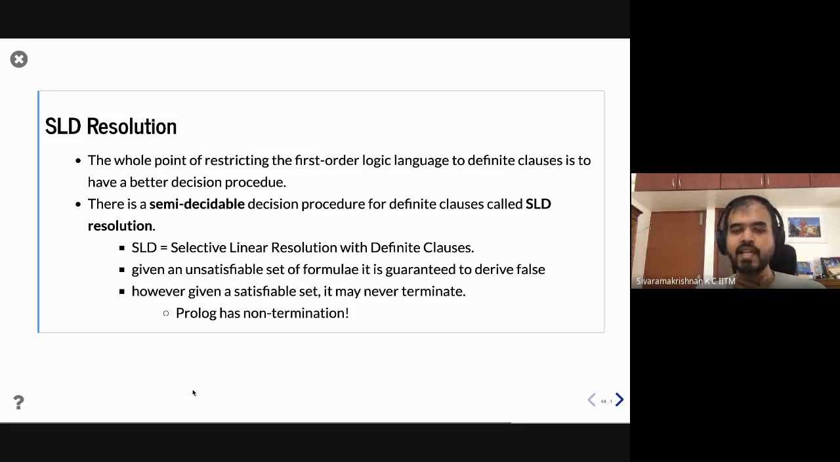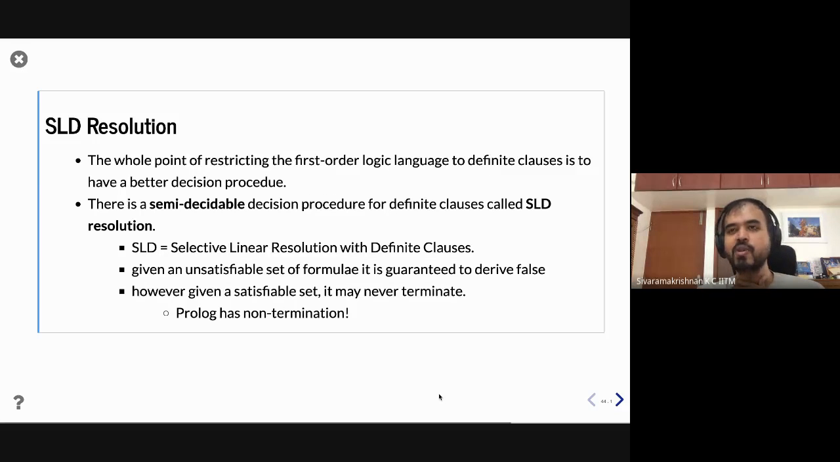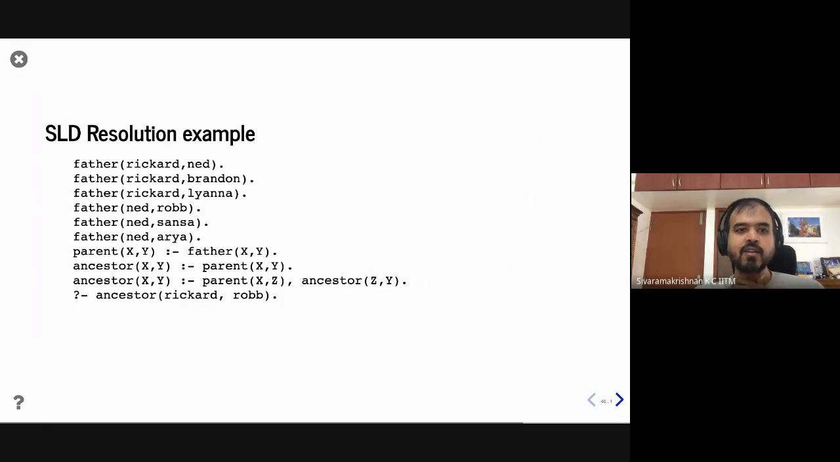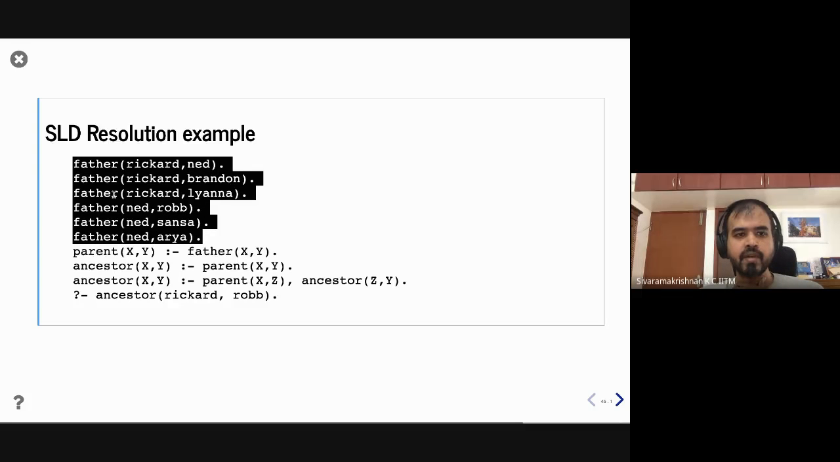So we'll see what this SLD resolution is. I think the scariest thing about SLD resolution is its name, selective linear resolution with definite clauses. The actual procedure is quite natural, simple and intuitive. We'll go through what that is. Again, it is best to study this using an example. We have the same running example as in the last class. We have a bunch of facts which describe the father relationship between Game of Thrones characters.